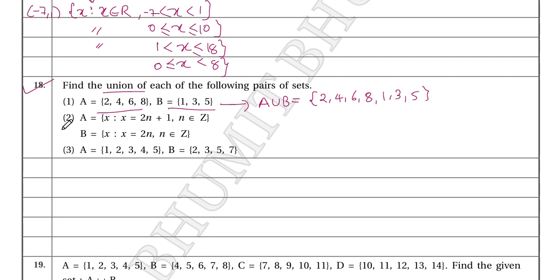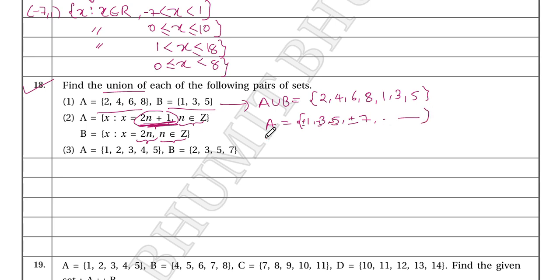Look at the second one. A set is given: x such that x is equal to 2n plus 1, n belongs to the integers, and B set is x is equal to 2n where n belongs to the integers. Okay, so what is the A set? 2n plus 1 is nothing but an odd number. This is how to write an odd number. So in this set we have 1, 3, 5, and not only positive, negative numbers are also there: plus or minus 1, plus or minus 3, plus or minus 5, plus or minus 7, and so on.